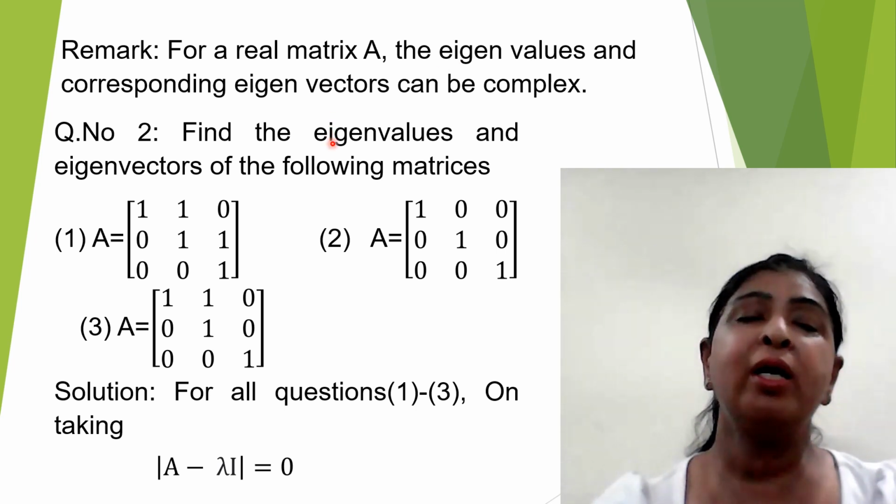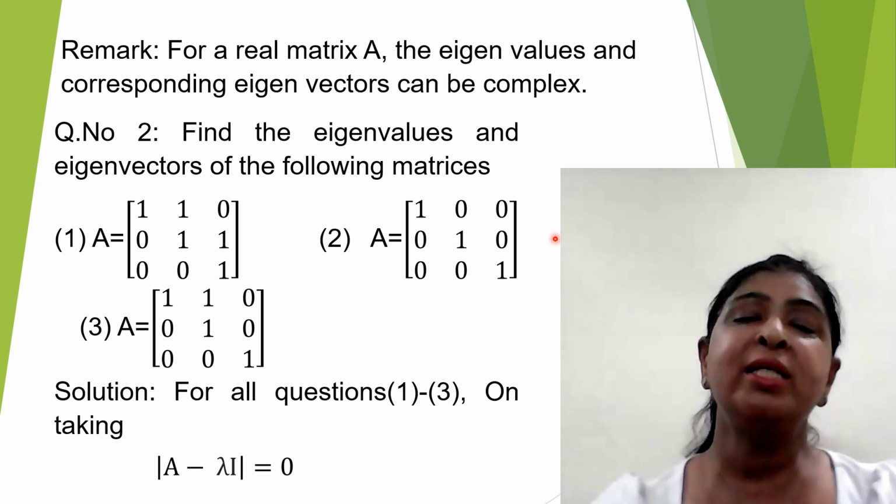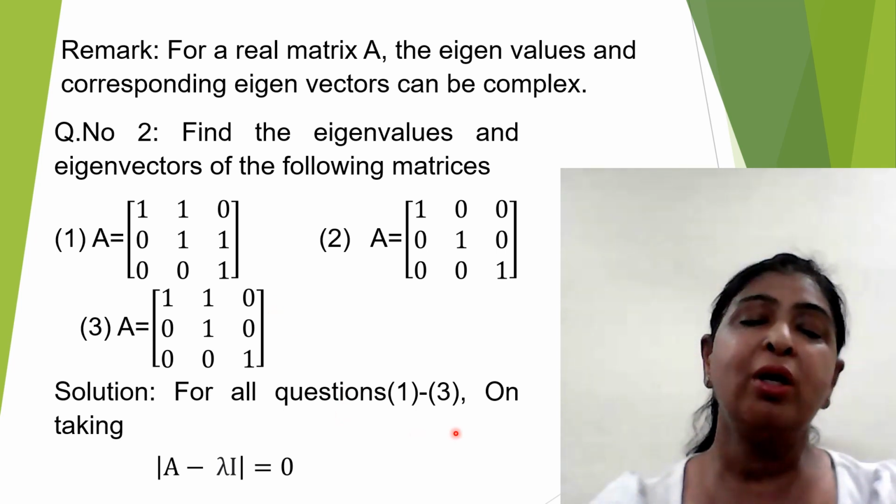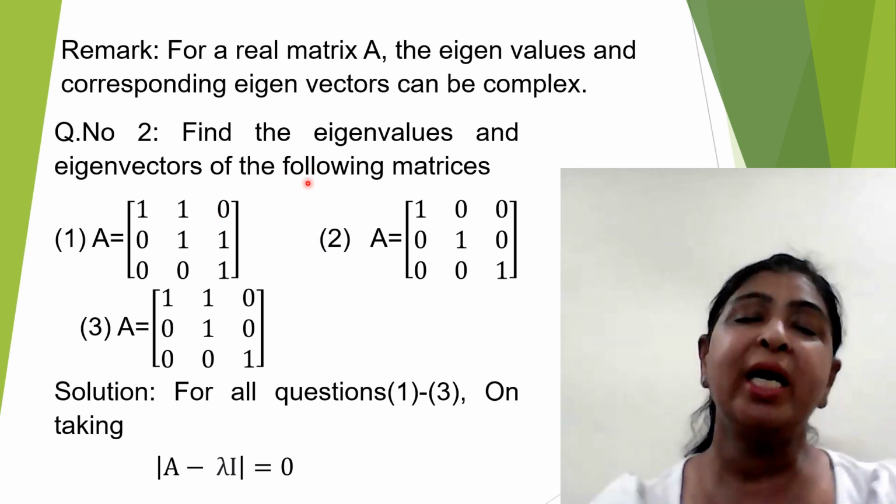The second question is: find the eigenvalues and eigenvectors of the following matrices. Three matrices are given to us. We will find their eigenvalues and eigenvectors. Now for questions 1 to 3, we take determinant of A minus lambda I equal to 0. So first of all, we will make the characteristic equation corresponding to these three matrices. What are we getting? We are getting one same equation.